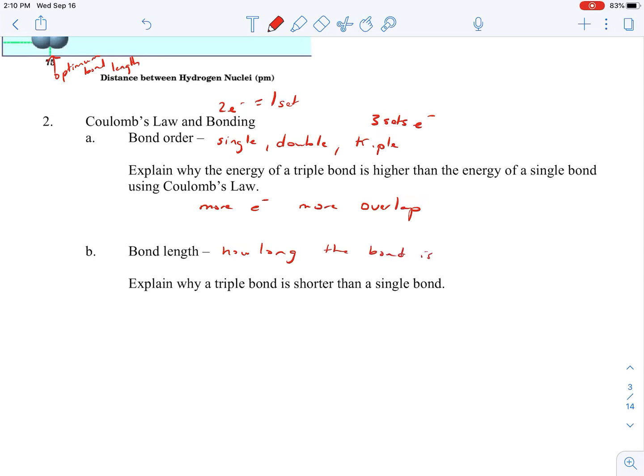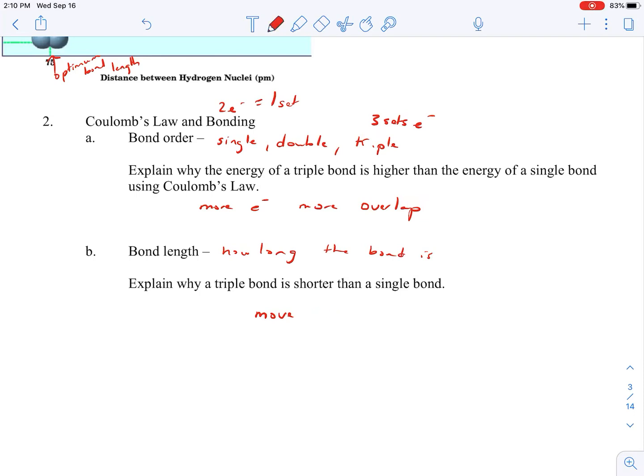All right, so why is a triple bond shorter than a single bond? And again, that goes back to more overlap. If we have more overlap, 3 sets of electrons overlapping, it's going to be shorter because they're going to be pulled tighter. Does that make sense? So explain why a triple bond is shorter than a single bond. We have that more overlap.